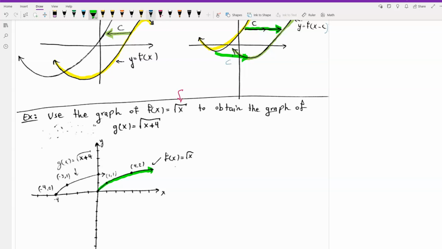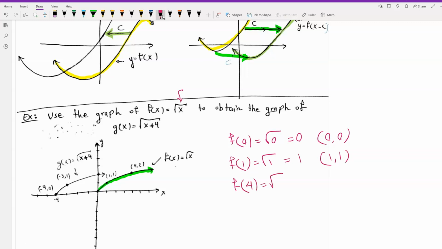The points that I used in this case: f(0) = √0, that is 0, so here we have (0, 0). Then f(1) = √1, that is 1, so we have (1, 1). f(4) = √4, that is 2, so we have (4, 2). So for √x, I have these 3 points. Connect all these points and then use an arrow to draw this graph.